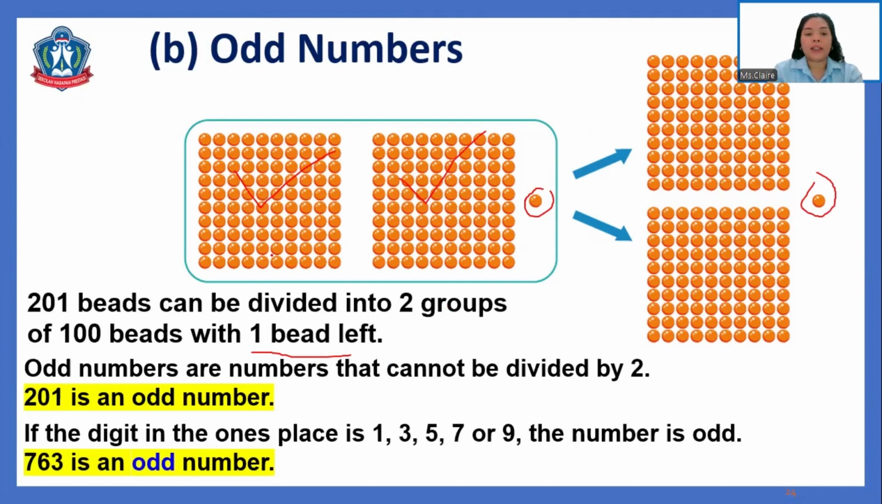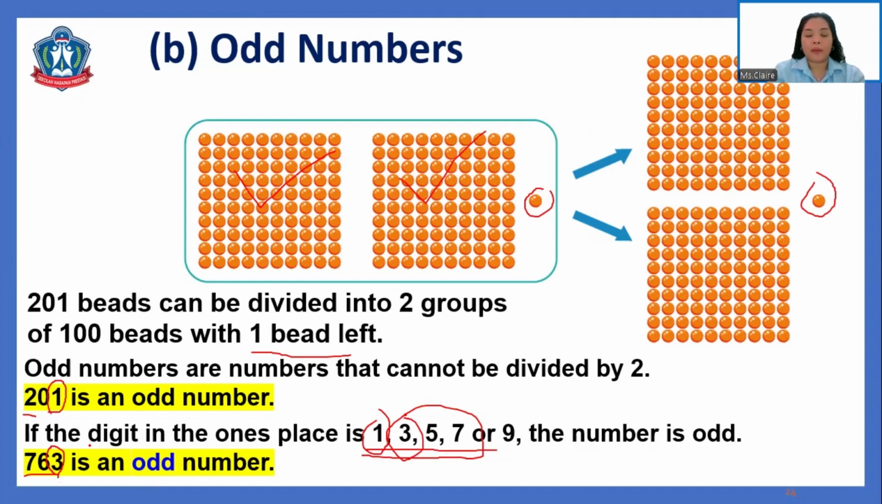So, if the digit in the ones place is 1, 3, 5, 7, or 9, the number is odd. So, in 201, the digit in the ones place is 1. So, 201 is an odd number. The same as 763. The digit in the ones place is 3. We can find 3 here, right? So, 763 is an odd number.